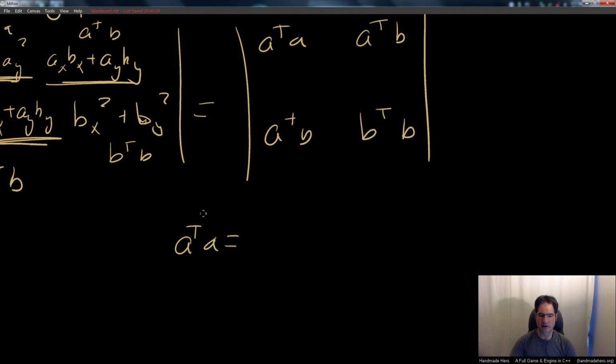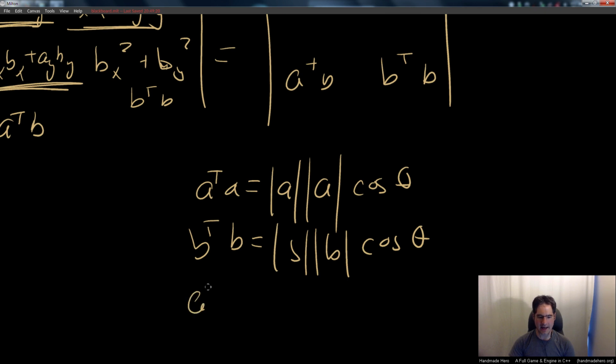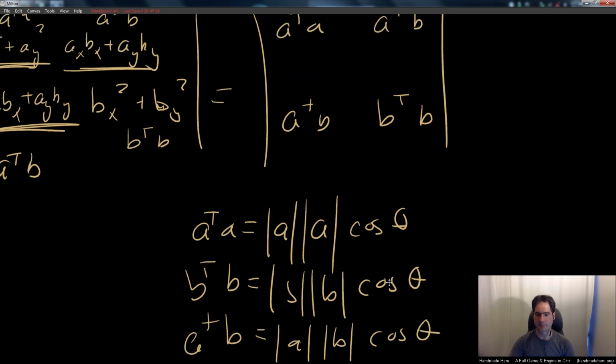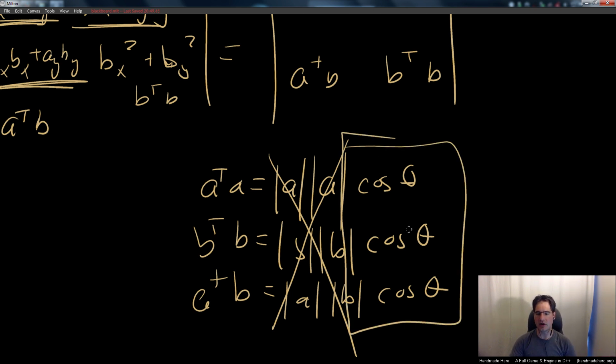A transpose A, you know the dot product. I want everyone on Handmade Hero, you better know the dot product. I've said it so many times. The dot product of A times A is the length of A times the length of A times the cosine of the angle between them. B times B, length of B times length of B times the cosine of the angle between them. A transpose B, last term, length of A, length of B, cosine of the angle between them. Well, tell me now, what are all these lengths? I just said everything has a length of 1. So all of these length terms go away, because they're all equal to 1. All we have left is the cosine of the angle between them.